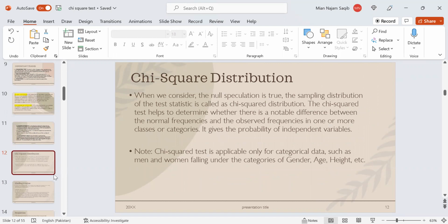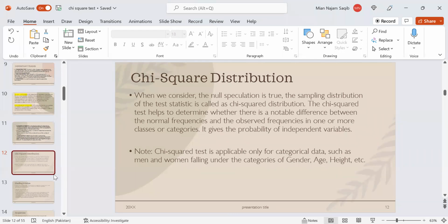When we consider the null hypothesis is true, the sampling distribution of the test statistic is called the chi-square distribution. The chi-square test helps to determine whether there is a notable difference between the expected frequencies and the observed frequencies in one or more classes or categories. It gives the probability of independent variables.